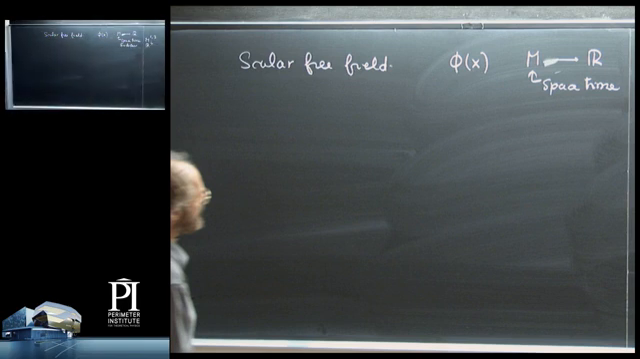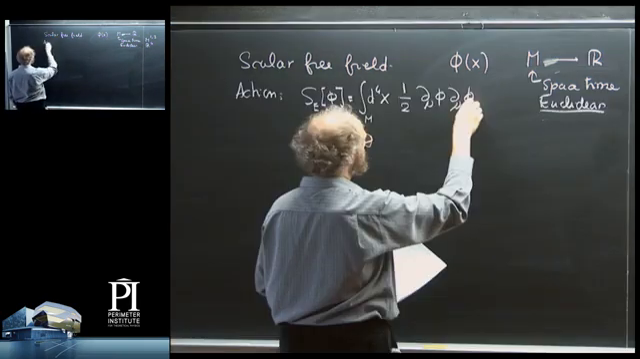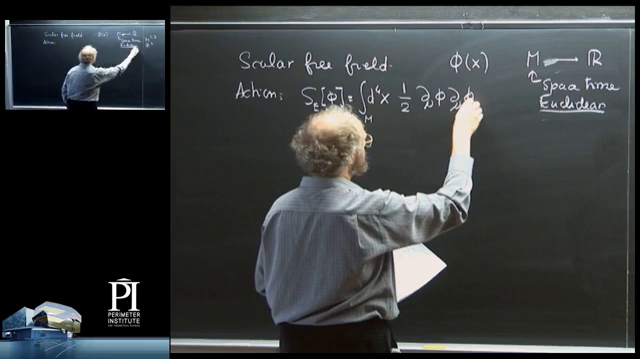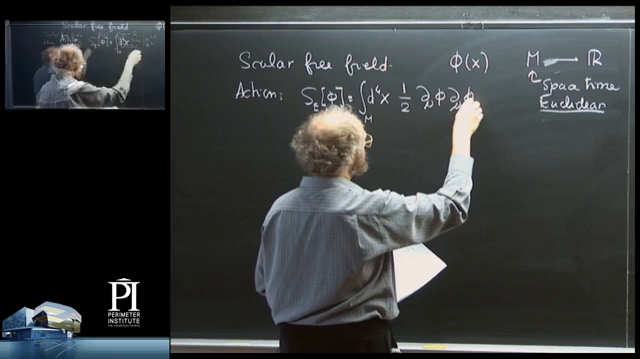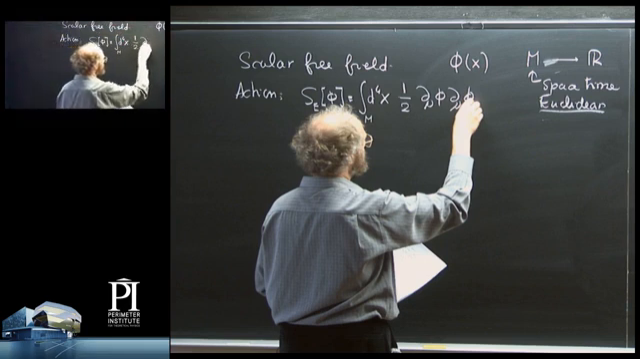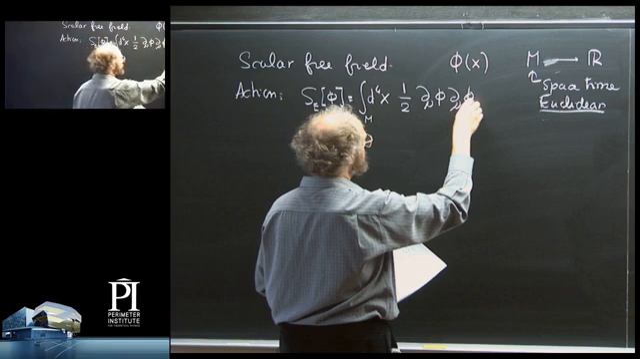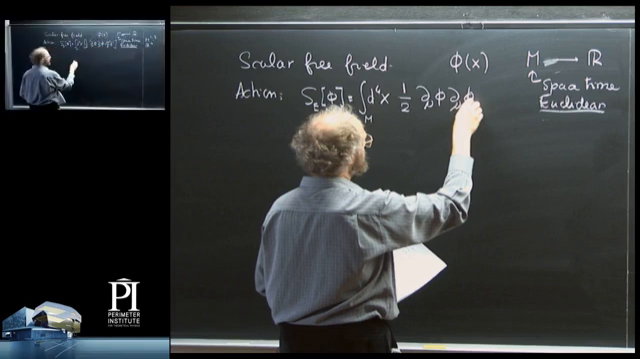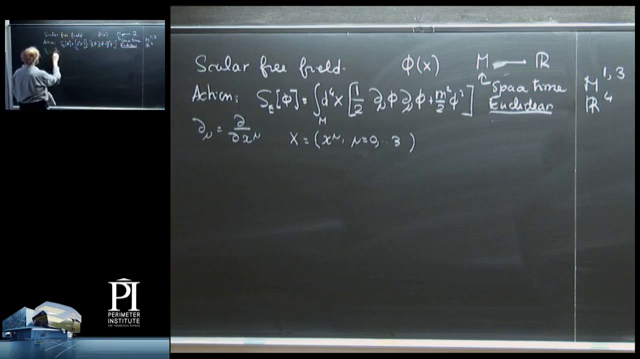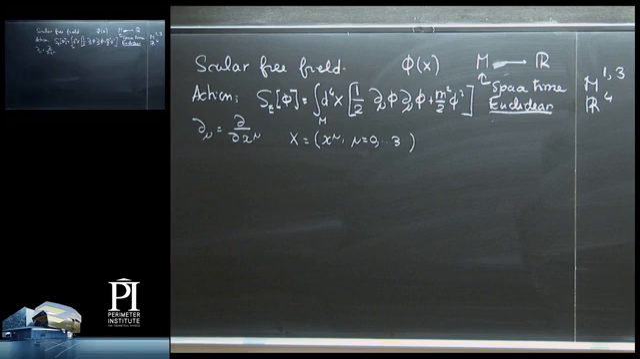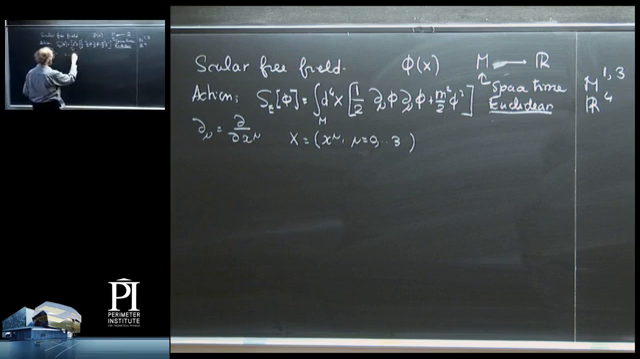Okay? And the action for the free field in Euclidean space-time is just the functional of the field configuration, which is the integral over M of d4x, one half of (d mu phi)^2 plus m squared over 2 phi squared, where d mu means simply d over d x mu, where x mu is the mu component of x. So x is the vector x mu, mu equals 0 to 3.